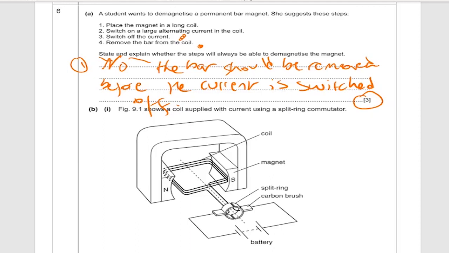However, if you pull it out whilst the coil is still alternating, okay, that means the domains that have exited will be pointing in one direction, and the domains that are still in the coil will still be being jumbled around. Okay, so this means as it's removed, they all end up in different directions. So you just need to remember, in terms of this question, the steps. And the steps you need to remember are you must remove the magnet from the coil before you turn off the current.